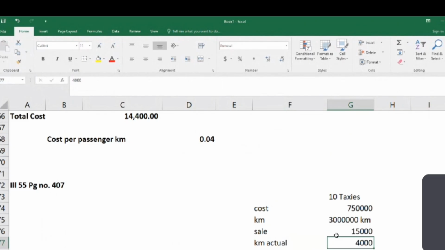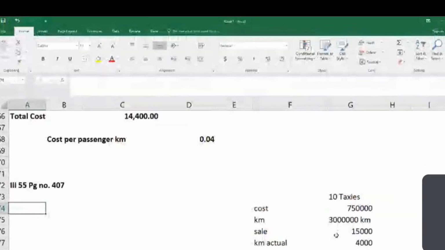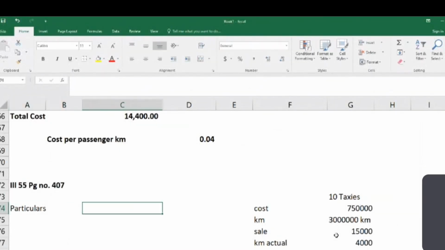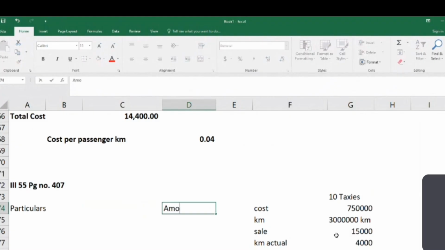Based on this you can find your depreciation. How will you find it? Cost minus sale value divided by estimated life. By that you can find your depreciation. For that purpose only they have given this. So we will write whatever the cost incurred: particulars, amount.